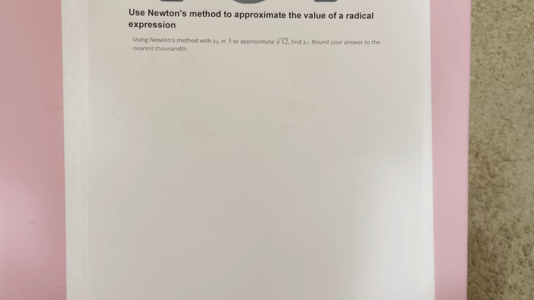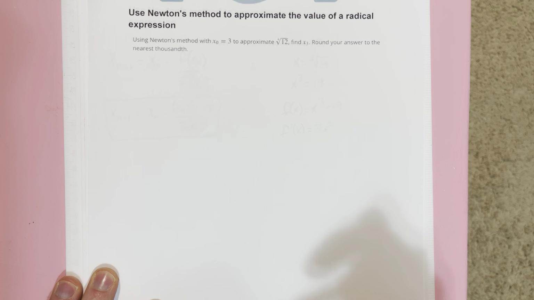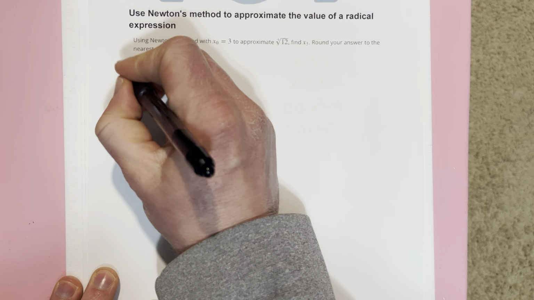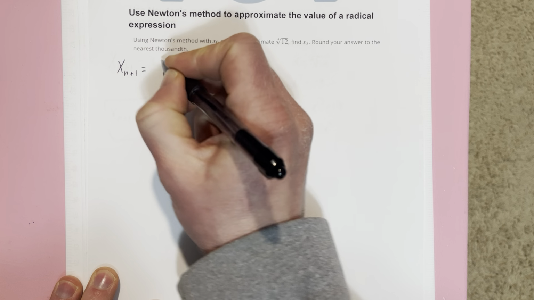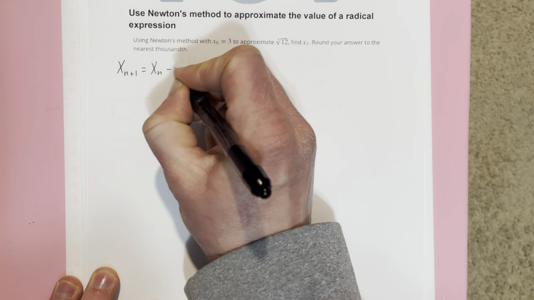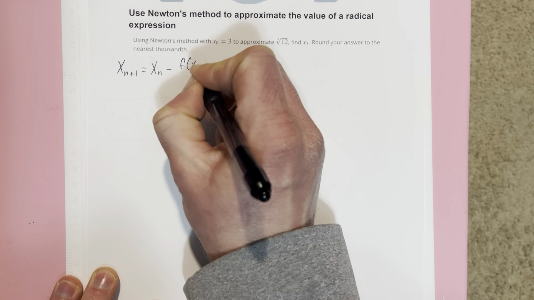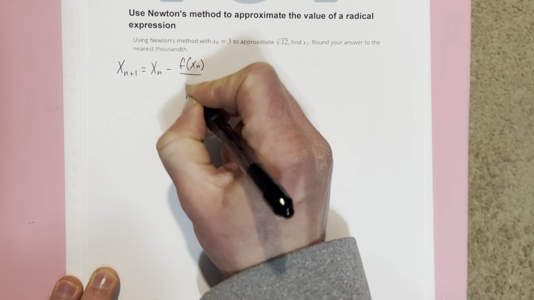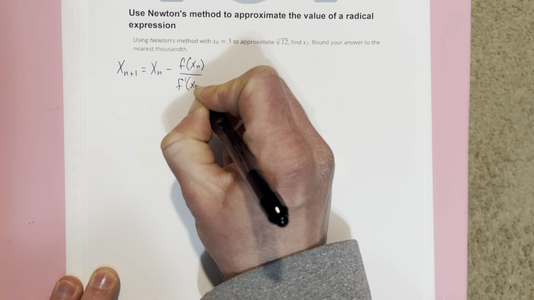In this video, we're going to use Newton's method to approximate the value of a radical expression. It says using Newton's method with x sub 0 equal 3 to approximate the fourth root of 12, find x sub 3, round your answer to the nearest thousandth. So Newton's method is x sub n plus 1 is equal to x sub n minus f of x sub n over f prime of x sub n.